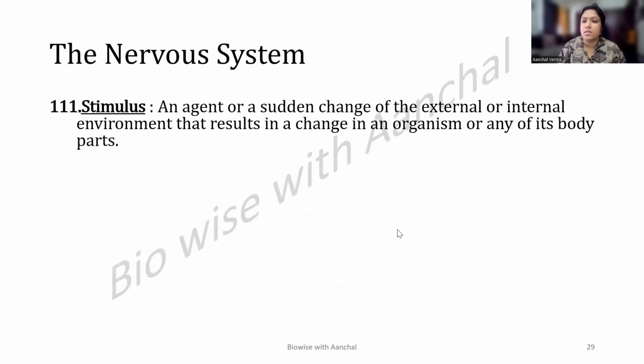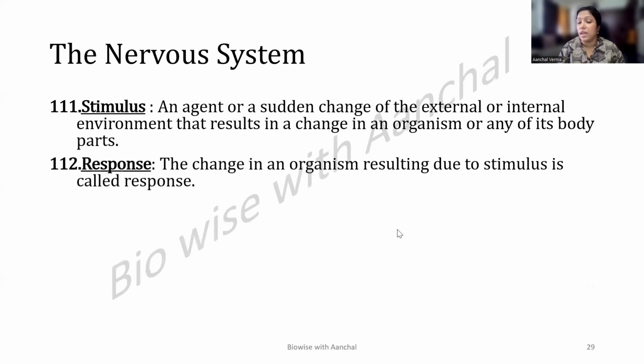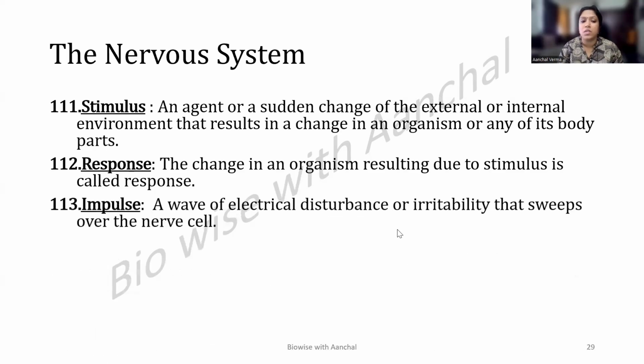Next one, the nervous system. Stimulus: an agent or a sudden change of external or internal environment that results in a change in an organism or any of its body part. That is stimulus. It is an outside agent, or maybe inside also, like hunger, thirst. These are all internal stimulus. Response, the change in the organism. That is, we are responding against the stimulus. The change in an organism resulting due to stimulus is called response.